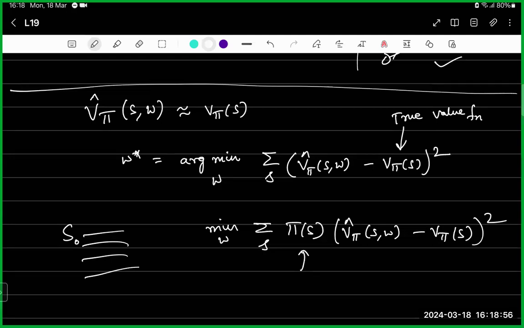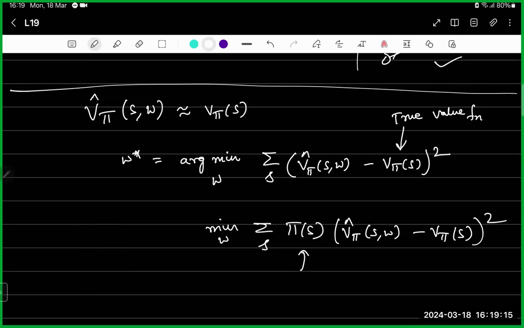So then you want to minimize the error for those states which you are likely to visit while following policy pi. So you are giving more weight to those states which you will encounter while following policy pi. Okay.